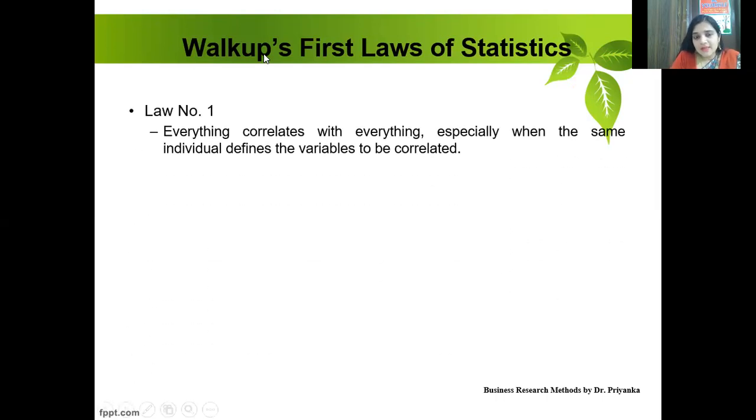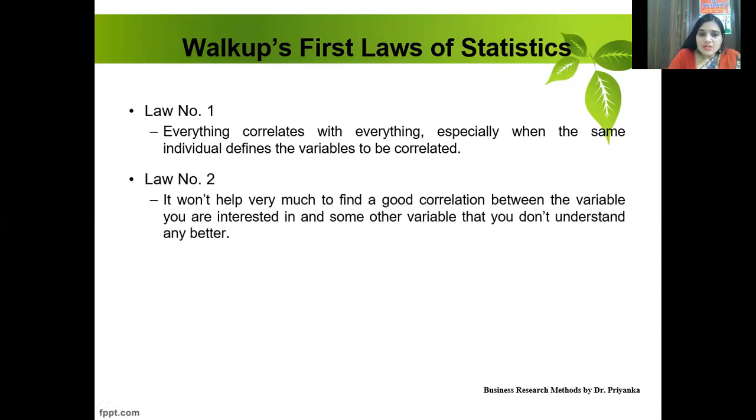Law number one is related to your correlation thing. When we say that correlation does not always happen due to causation, right? Everything correlates with everything, especially when the same individual defines the variables to be correlated. When we are choosing variables for a company or for an individual, they are somewhere related. Maybe some variables are less related with each other, some are more related, but they would be related.